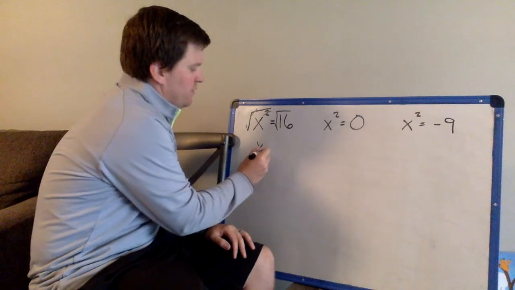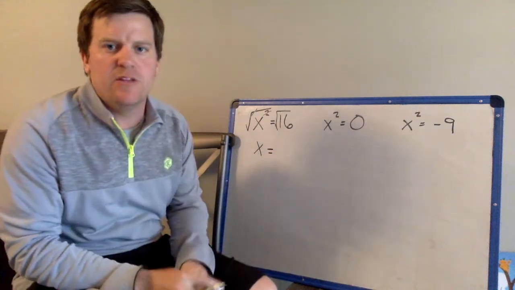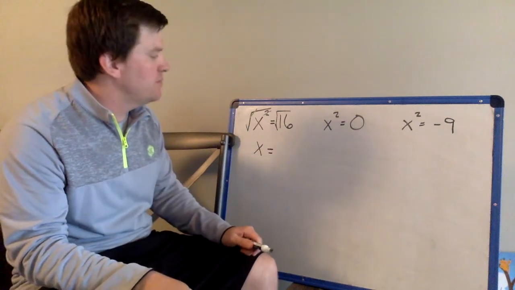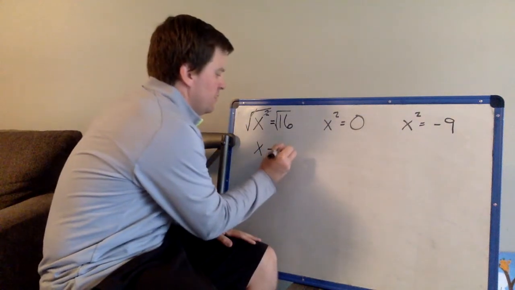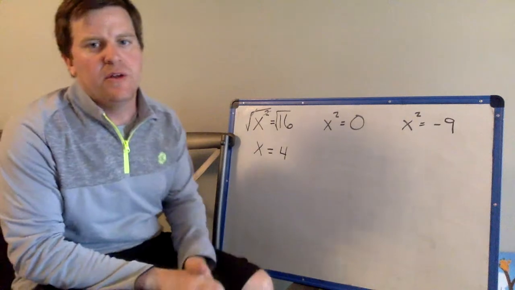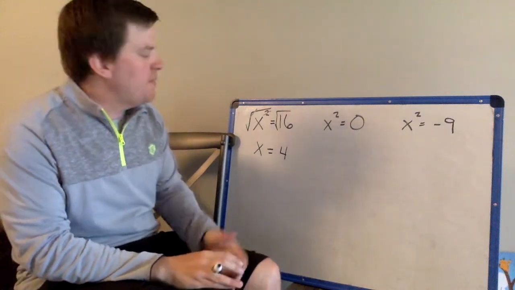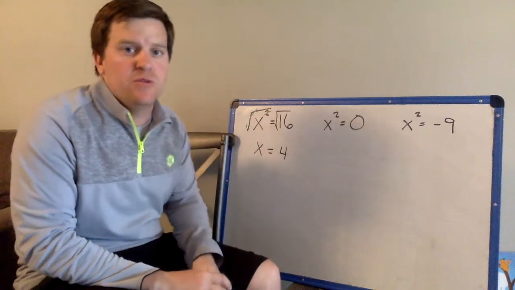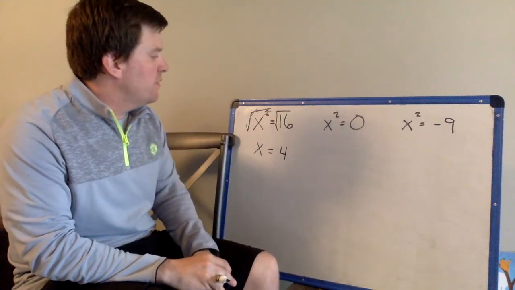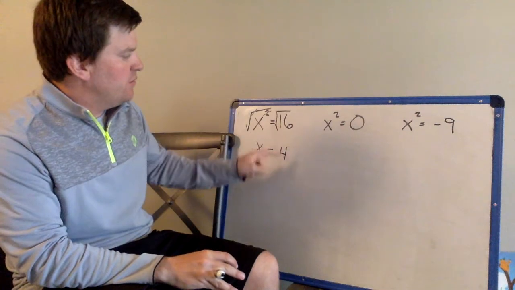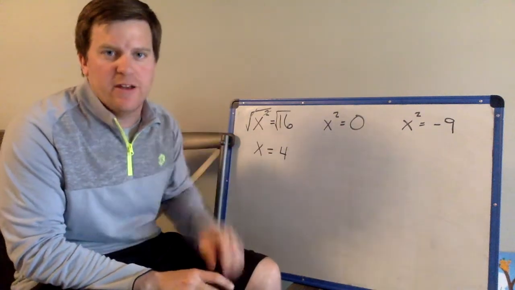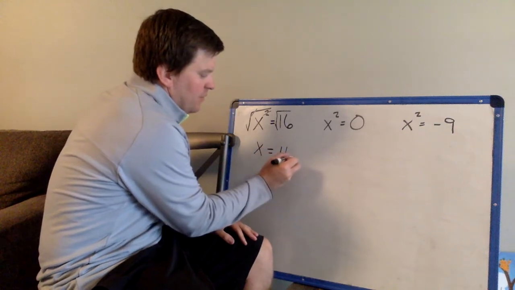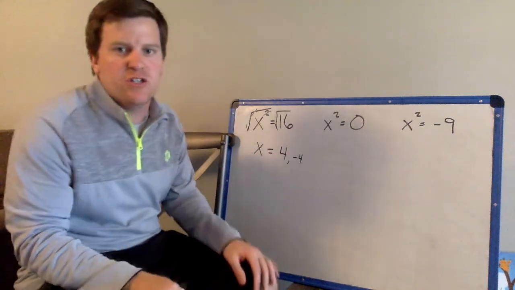Now, the square root of 16. Remember, the square root means what number times itself gives us that number. Well, 4 times 4 is 16, so the square root of 16 is 4. Now, something new happens when we're solving equations with an exponent of 2: when we take the square root of a positive number, we get 2 answers, a positive 4 and a negative 4.